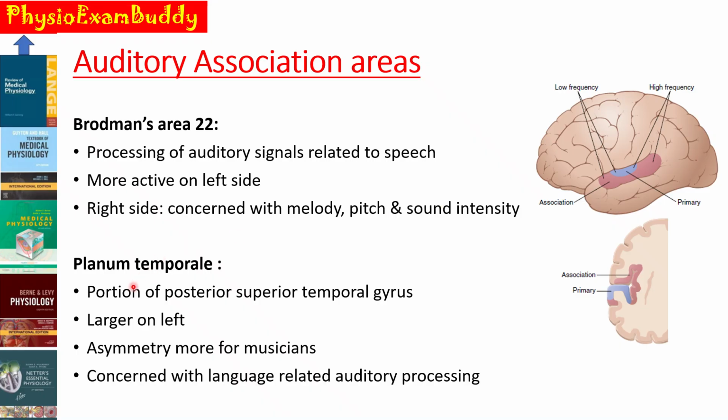And the next association area is the planum temporale, which is a portion of the posterior superior temporal gyrus, and it is again larger on the left side in right-handed individuals. And the asymmetry is more common in musicians, and these areas are mainly concerned with language-related auditory processing.